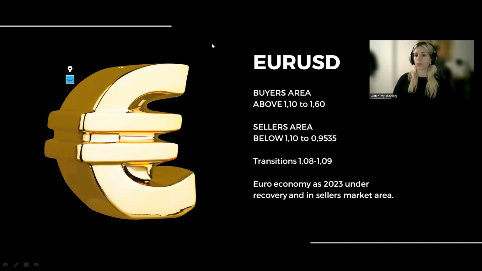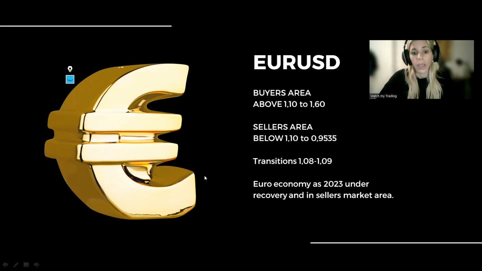That's very important. Don't get anything open on transitions, and everything has to be expired and closed by the end of the day. Like every trade, but specifically that transition is very important. Now, the euro is under economy as 2023 and the recovery and in sellers market area. So I'm going to take you now to an MT4, just a regular trading account, which is the trading account that I use for my practices.